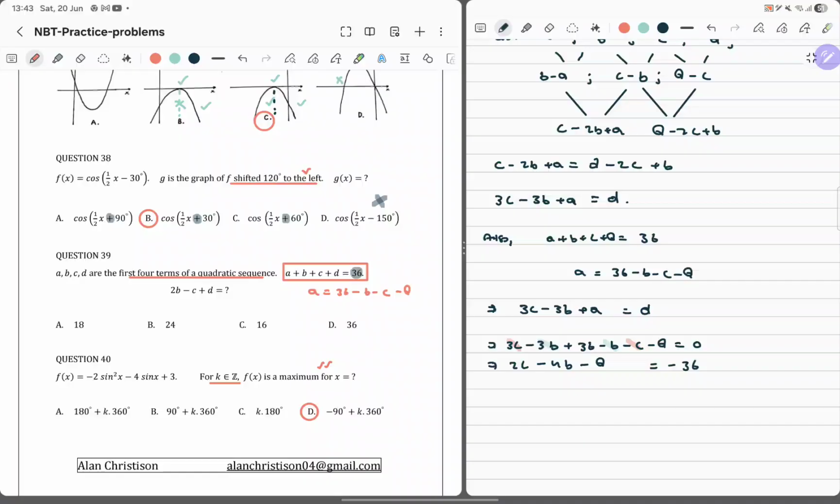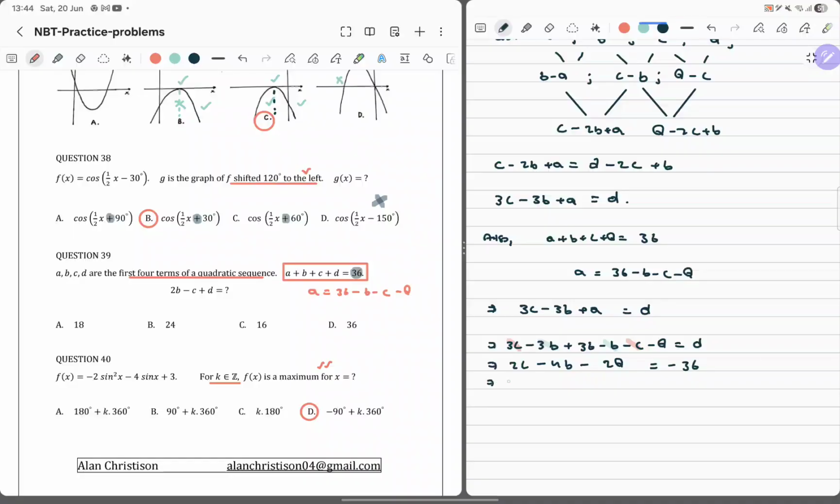Wait. Something did not go very well. Yeah, d is missing. So remember this a equals d, so it's not 0 here. So this means when we move that d to this side, we get 2d. And then we move 36 to the other side.